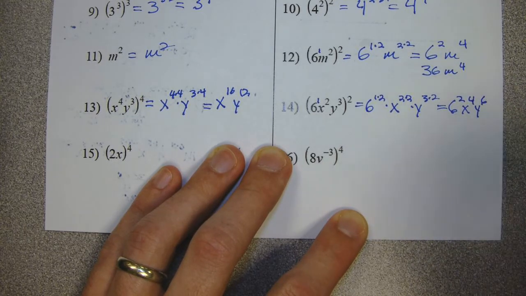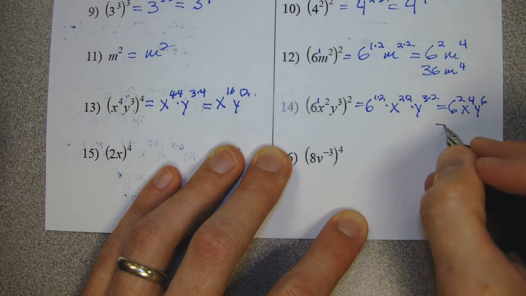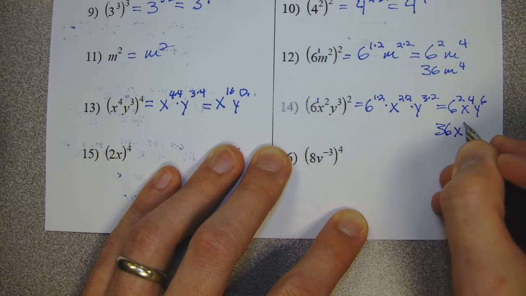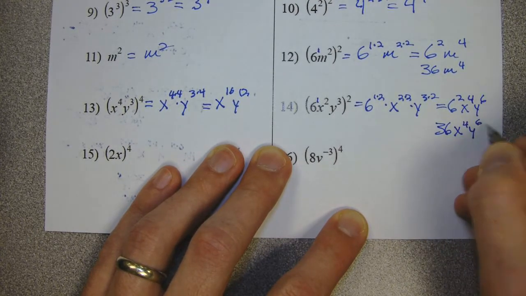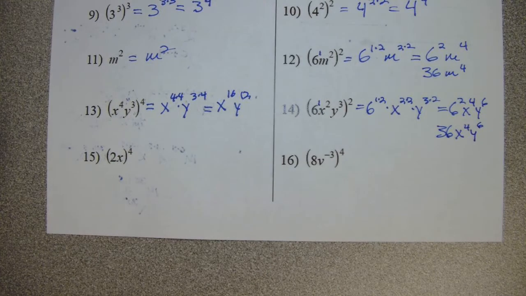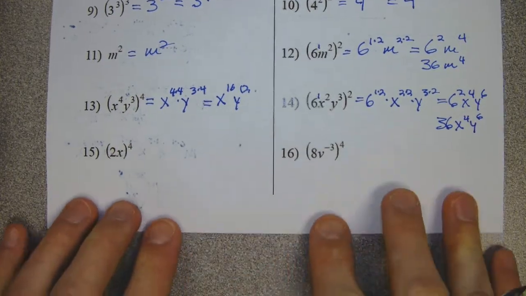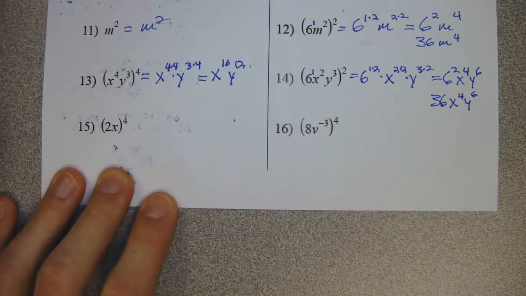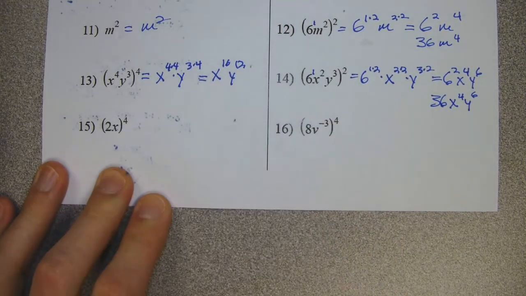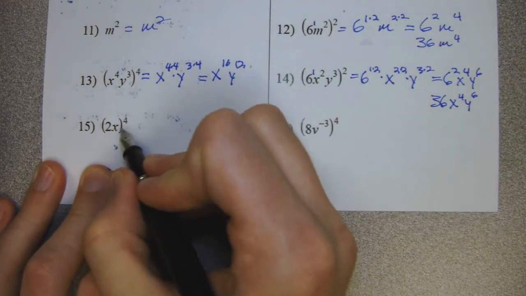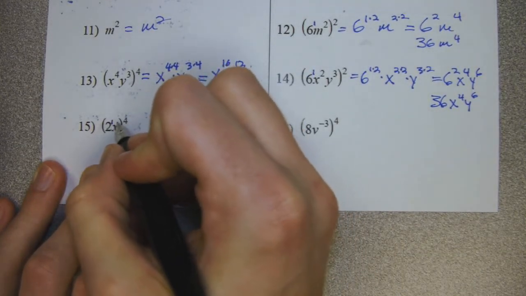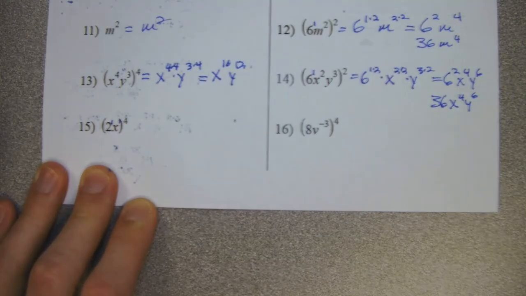All right. You could also go ahead and multiply that out. So 36, x to the fourth, y to the sixth. I would accept either of those answers. All right, well, let's keep going. We're on a roll. We only have 2 more left. For number 15 rather, I've got 2x to the fourth. And remember, both of these, even though it's not written, have powers of 1.